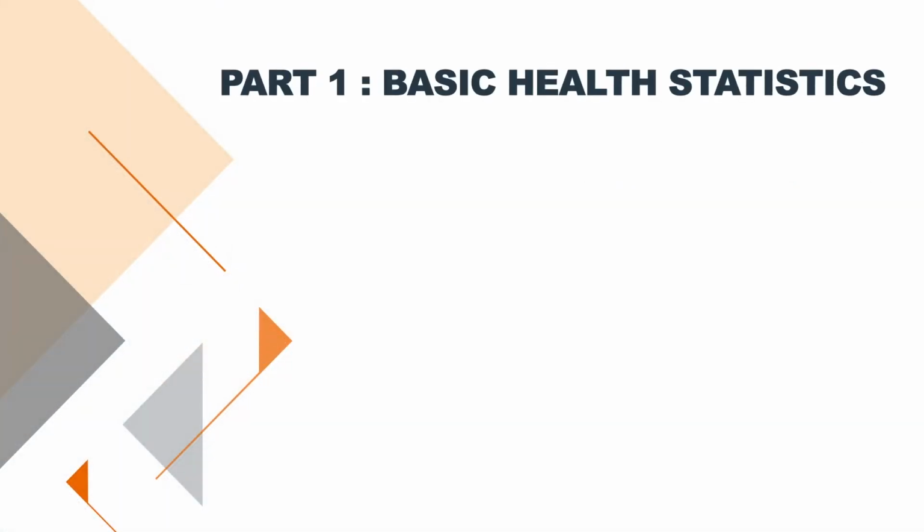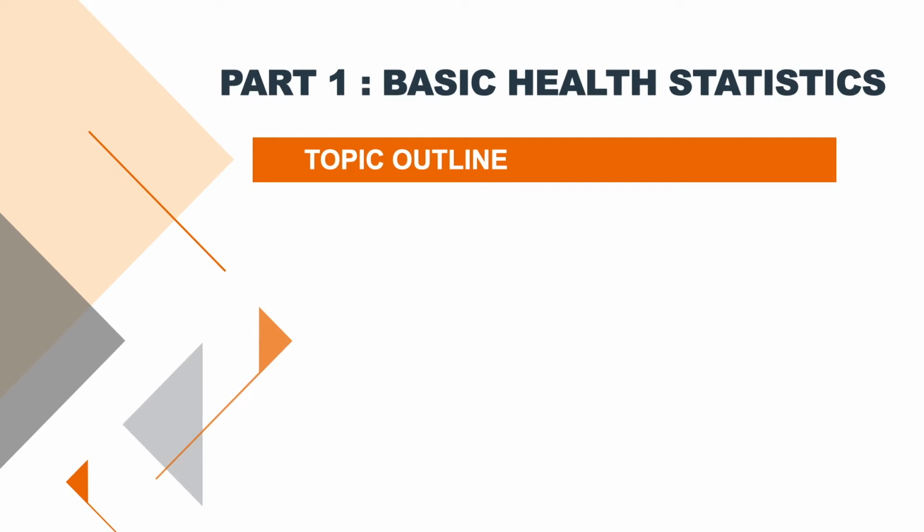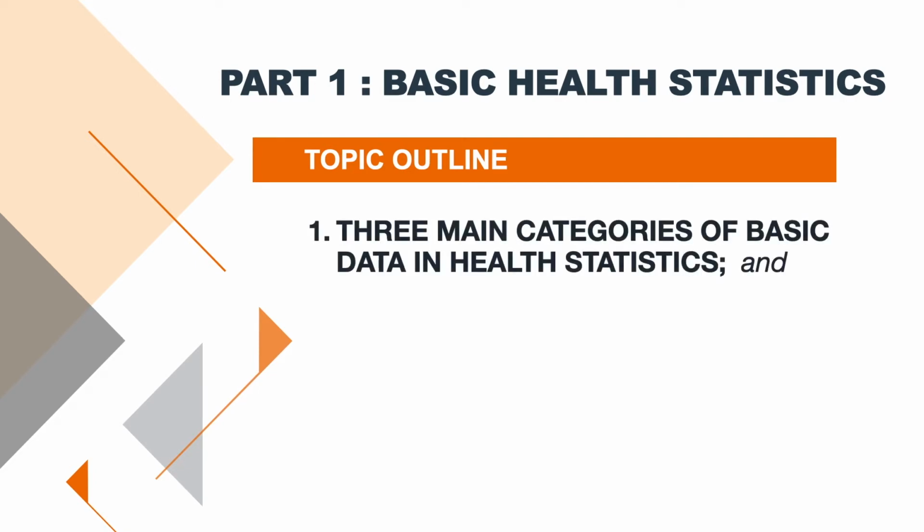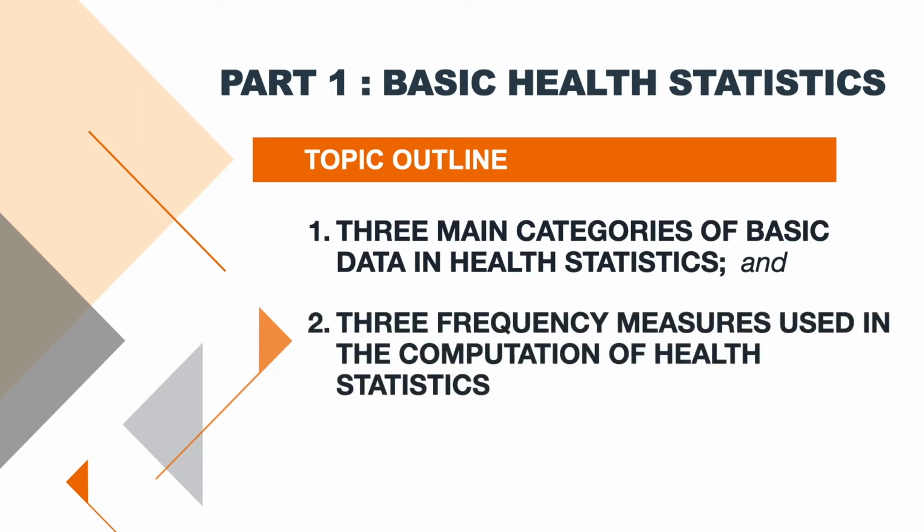Part 1, Basic Health Statistics. Topic outline. 1. The three main categories of basic data in health statistics, and 2. The three frequency measures used in the computation of health statistics.